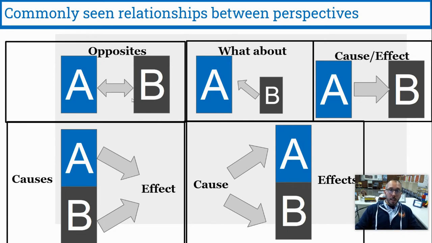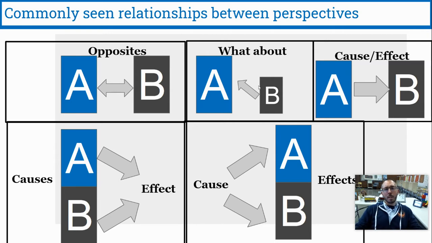Now, with your perspectives, you may see a whole host of different ways that they relate to each other. It is very common for us to see opposite perspectives. In our political world, that's probably about the only thing, unfortunately, that we ever see. So you might have candidate A say one thing, and then candidate B say exactly the opposite. So you might have perspectives that contradict or go against each other. But that's not the only thing that we see in academic research.